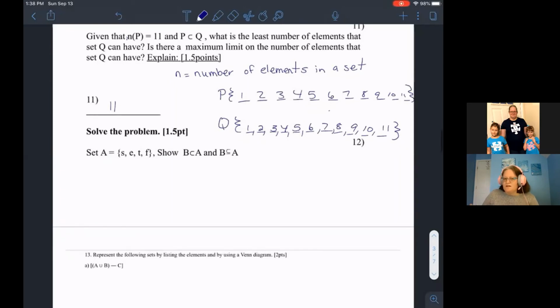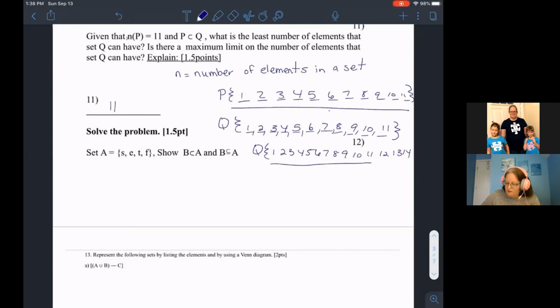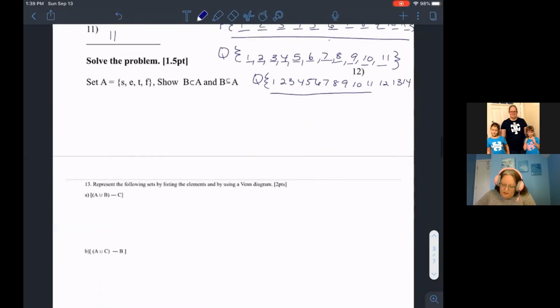Hope that makes sense. So like, P couldn't be a subset of Q if Q didn't have all the numbers that were in P. Q could have 1, 2, 3, 4, 5, 6, 7, 8, 9, 10, 11, 12, 13, and 14, because all the elements that are in P are also included in Q. P could still be a subset of Q. Q doesn't have to have only those, it just has to have all the ones that are in the subset. Hope that makes sense.